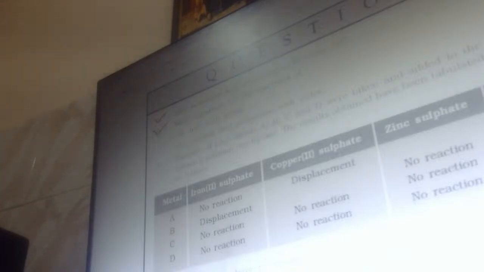Sodium in kerosene fine, iron with steam fine, calcium and potassium with water fine. Okay, which is most reactive? Zinc is the highest one. So whatever displaces zinc will be the biggest. And if it doesn't displace zinc, then you should see if it displaces iron. B I think is the biggest one because it displaces iron.